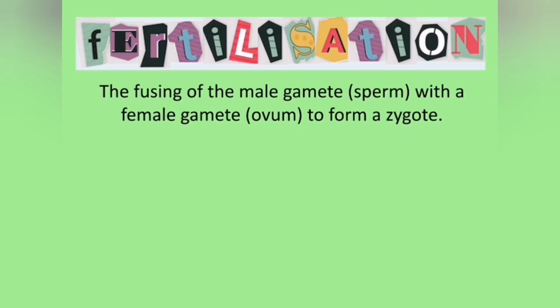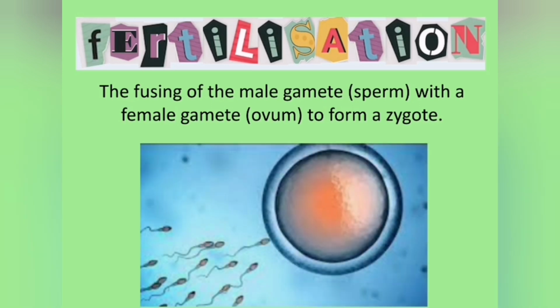Now, when we talk about reproductive strategies, the way fertilization occurs is also a strategy. We've already learned that fertilization is the fusion of the male gamete, the sperm, with the female gamete, the ovum, to form a zygote. We learned about that when we learned about human reproduction. But fertilization can actually be either internal or external.